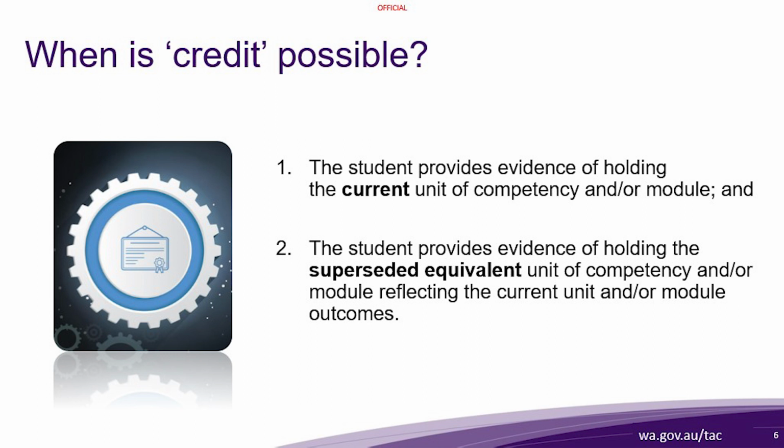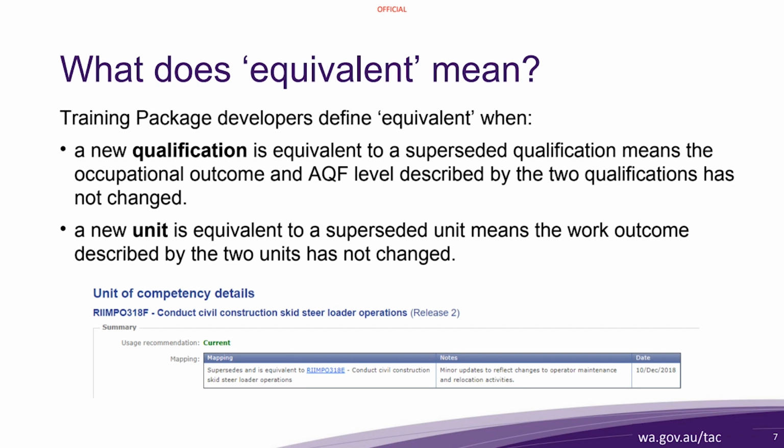And this takes us back to the Training Package Products Policy. That is the document that is used by training package developers to develop competency standards and training products. And fundamentally, what it says within the framework of the current version of the policy is that training package developers must declare a former version of a qualification equivalent to a new version if the occupational outcomes and AQF level described by the two qualifications haven't changed.